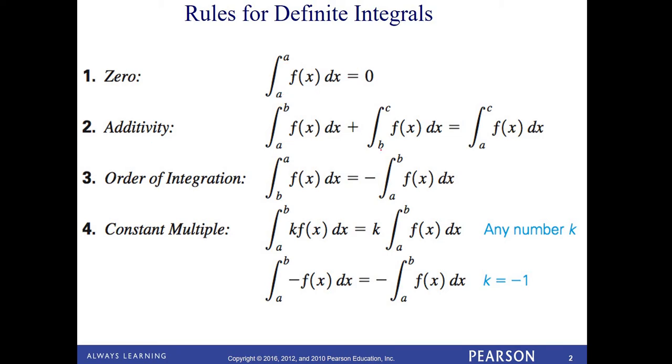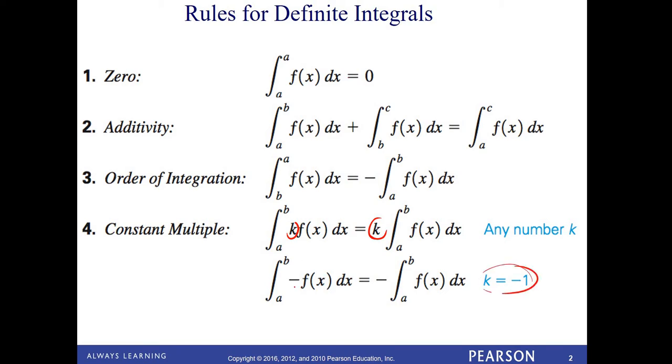The integral from a to b plus the integral from b to c is the integral from a to c, adding our integrals together. The order of the interval, or the order of integration, from b to a versus from a to b, they are opposites of each other. If I have a function times a constant, the integral of the constant times the function is the constant times the integral of the function, and this is for any number k. Here's another example from a to b and negative a to b, just a specific example when k is -1.